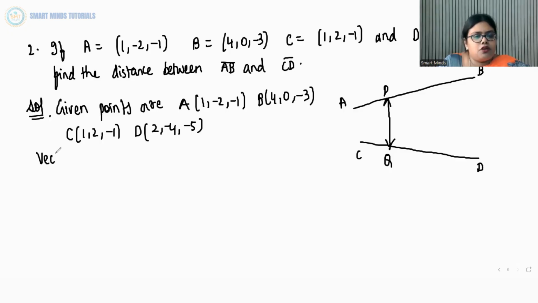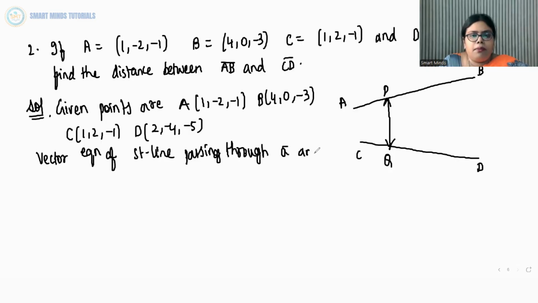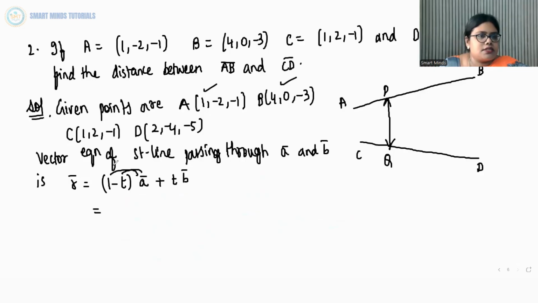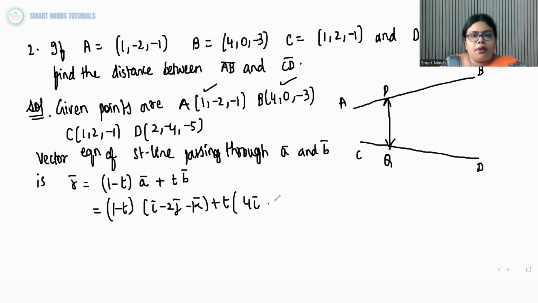Now what is the vector equation of a straight line? The vector equation of a straight line passing through A bar and B bar is, what is the formula for the vector equation of a straight line passing through 2 points? R bar is equal to (1 minus T) into A bar plus T B bar. So first let us multiply. This is easier. In the place of A bar, let us write: (1 minus T) into (I bar minus 2J bar minus K bar) plus T into (4I bar minus 3K bar).